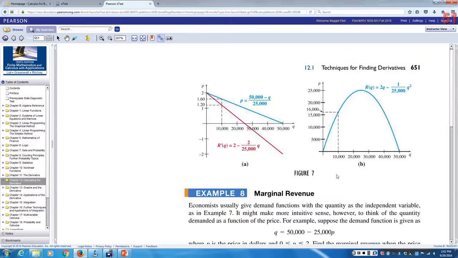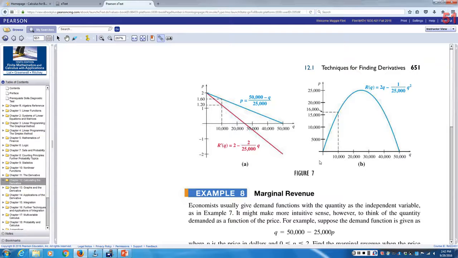Yes, ma'am? For some reason, the book and you were getting 1.2, but I'm getting 1.6. Let me see what you're doing. And then it says the revenue with 10,000 is 16,000, not 12,000. So it doesn't make any sense. So right here it says 1.2, but if the revenue at 10,000, how's it going to be 16,000? Okay, that's the marginal rate, $1.20 per unit.